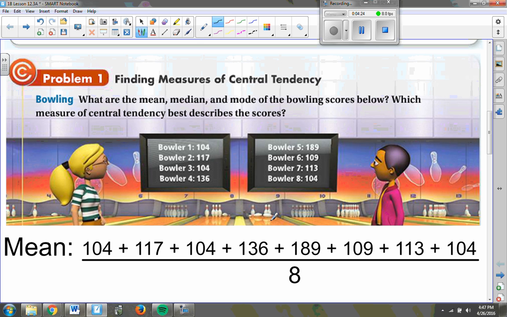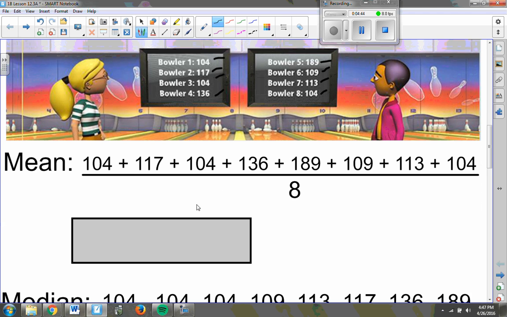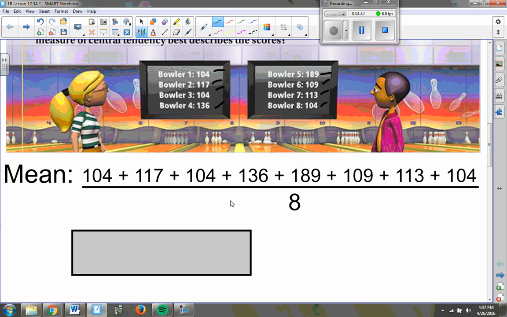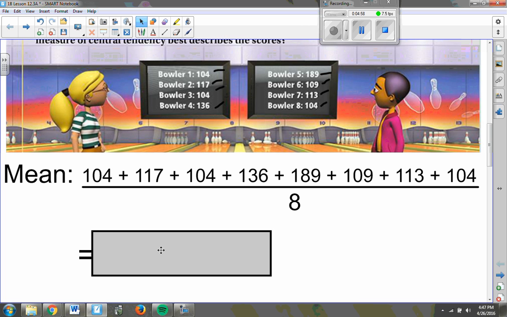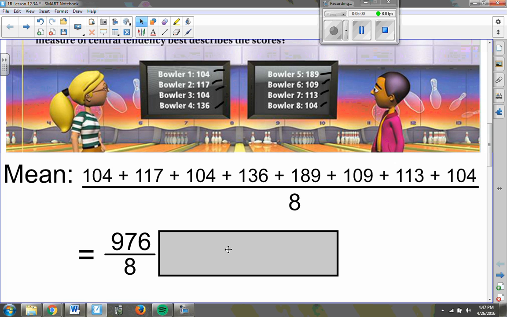In the case of the mean, if we want to find the mean of this data set, we will take all of these data points here: 104, 117, 104, 136, 189, 109, 113, 104, add them all together, and then divide by 8 because there are 8 bowlers. So we take 104 plus 117 plus 104 plus 136 plus 189 plus 109 plus 113 plus 104, and then we will divide that by 8. All of those added together is equal to 976.